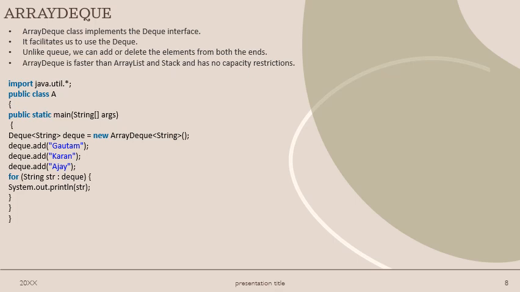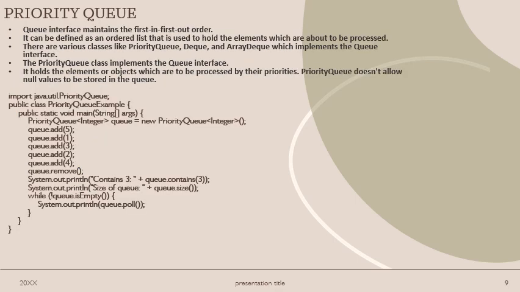We have created a class named A, and we are going to move to the main function where you're going to create a Deque class of type string, and you're going to create an object that is deque using the new keyword, and you're going to use the add functions, and you're going to add string values to the deque, and you're going to print the elements in the deque by using the for loop. Then comes the priority queue. The Queue interface maintains the first in, first out order. It can be defined as an ordered list that is used to hold the elements which are about to be processed. There are various classes like PriorityQueue, Deque and ArrayDeque which implement the Queue interface.